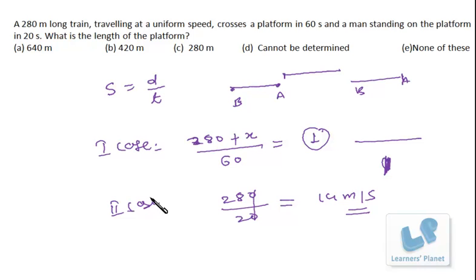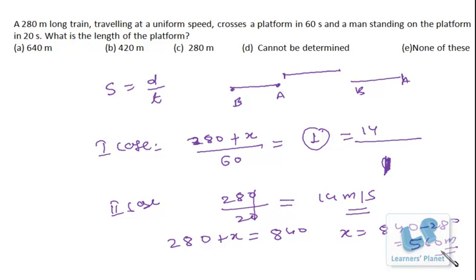Now, in both the cases, speed of the train will be same. So I put the value of speed of the train in this case, because this is also the speed of the train. So 280 plus x by 60 is equal to 14. Now we can solve it. It's 280 plus x is equal to 840. So x is equal to 840 minus 280, that is 560 meters. That is the width of the platform, or we can say length of the platform. I hope you are clear.